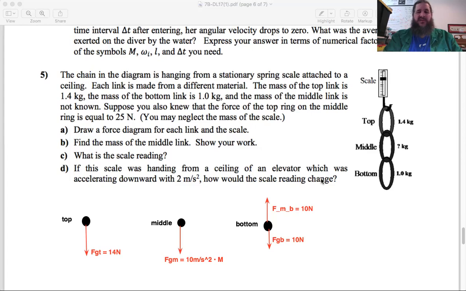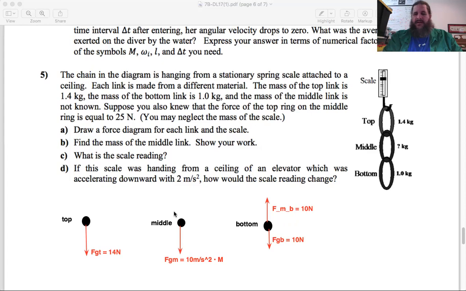Total force causes acceleration. No acceleration means 0 total force, which is the case in this situation. However, note that in part D, we're assuming that the whole system is accelerating. So that would change the forces. The forces would not add up to 0 in that case. But in this situation, we're assuming no acceleration. Therefore, the forces have to add up to 0.